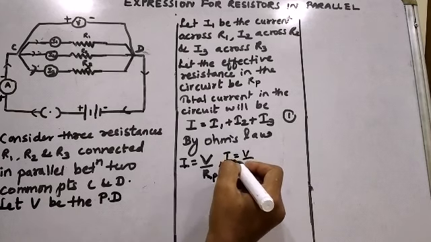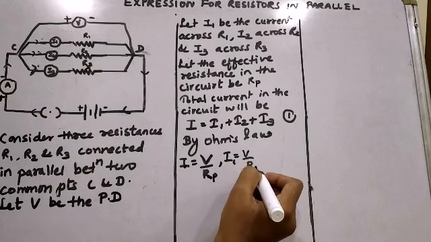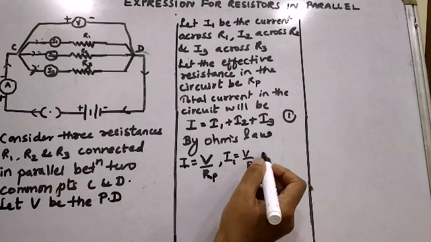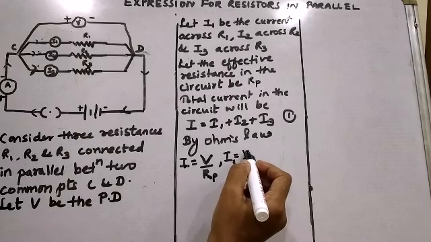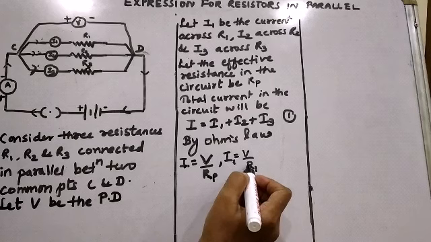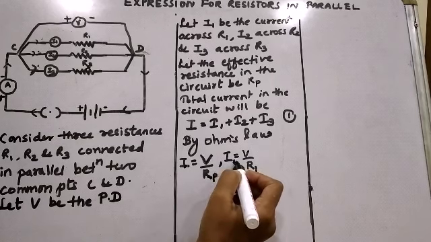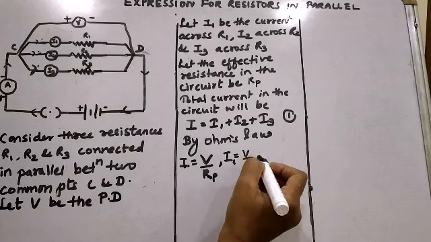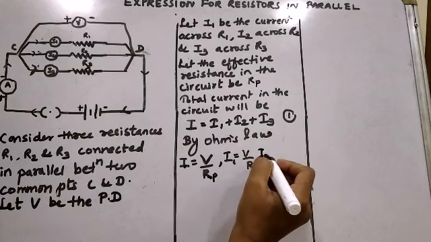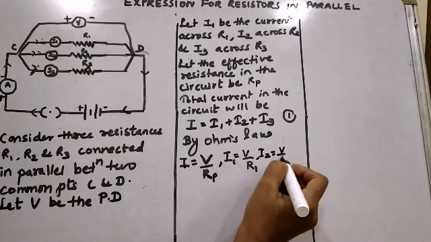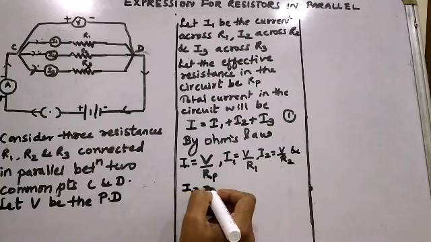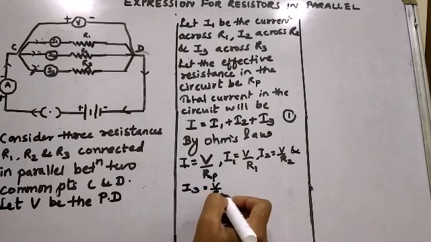So if I have to find out I1, then I1 is equal to V upon R1. That is, V is the same across resistors R1, R2 and R3, so V will remain as it is. The current across resistor R1 is I1, and its resistance is R1. For I2, I2 will be V upon R2. And for I3, I3 will be equal to V upon R3.